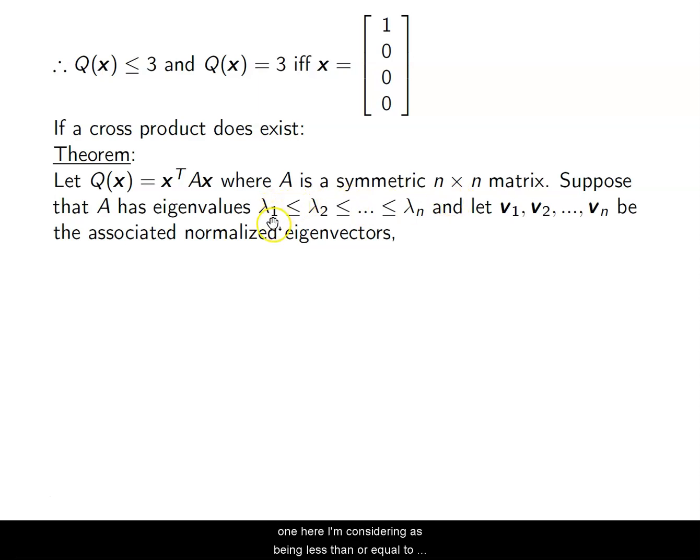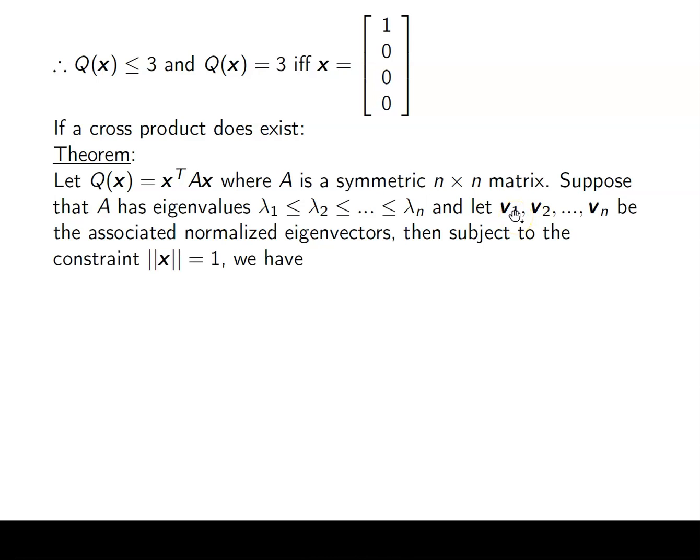Lambda 1 here I'm considering as being less than or equal to lambda 2, which is less than or equal to lambda 3, etc. Here we're saying v1 up through vn are the associated normalized eigenvectors to these eigenvalues. So again, they have been normalized. They're not just the eigenvectors, but they now have a distance of 1. So we normalize these vectors, okay?